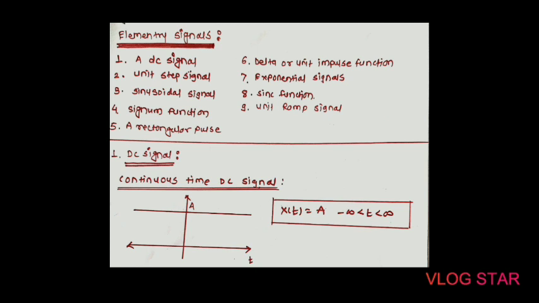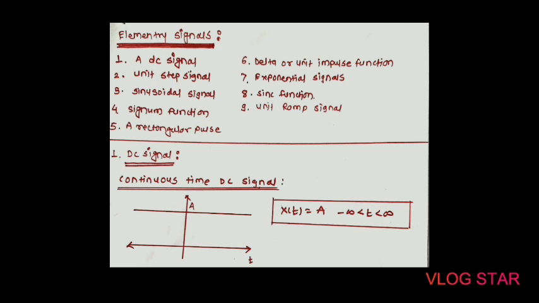Some of the standard continuous time and discrete time signals are: the first, DC signal; second, unit step signal; third, sinusoidal signal; fourth, signum function; fifth, a rectangular pulse; sixth, delta or unit impulse function; seventh, exponential signals; eighth, sinc function; and ninth, unit ramp signal. Let us understand them one by one.